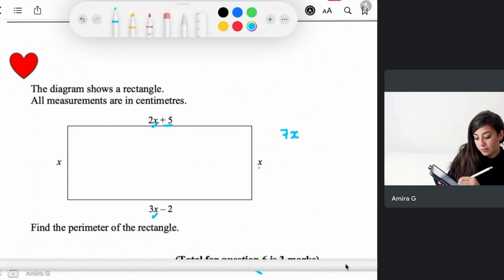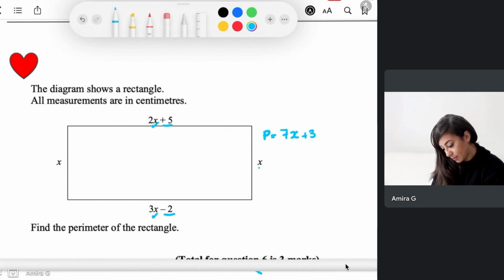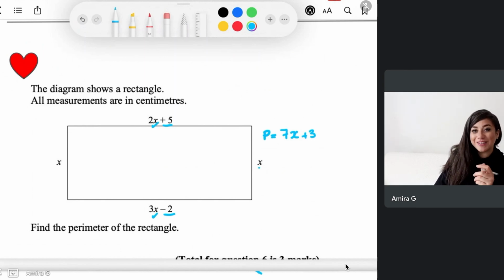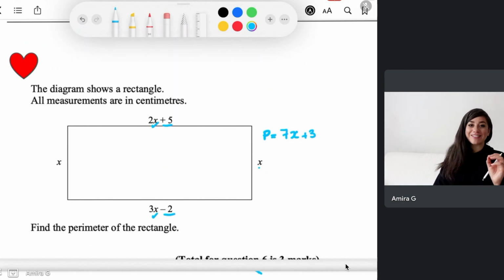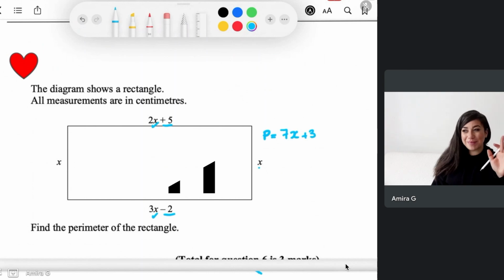And then plus 5 minus 2, so you get plus 3. Okay, so this is the perimeter. But they actually want to know the number. This is why I love this question. You can skip this part because this isn't really worded, but I just love this question so much. How would you even find the perimeter? You'd need to know what x is. But how would you even know what x is? Pause.